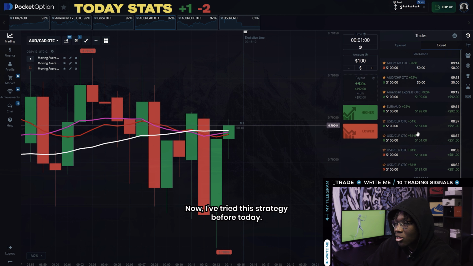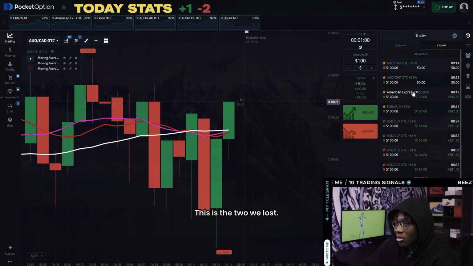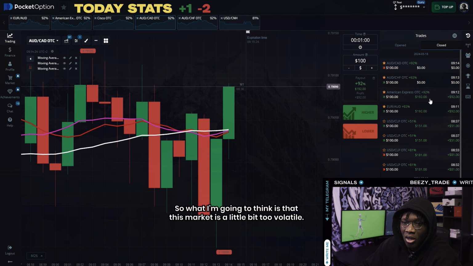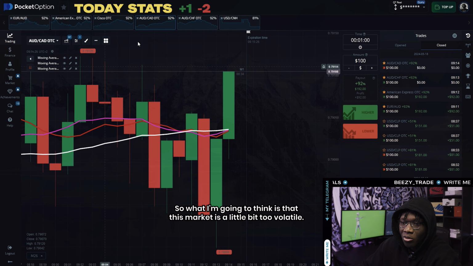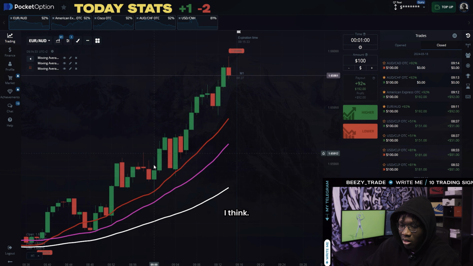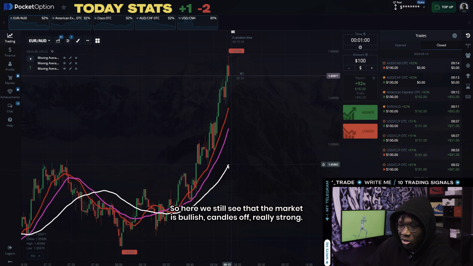Okay. So you can see what our trading looks like. Now I've tried this strategy before. Today you can see some of the results here. These are the two we entered today, and this is the two that we lost. So we entered 2 on here, and we entered 2 on here. So what I'm thinking is that this market is a little bit too volatile, so I'm just going to remove that. And I'm going to stick with Euro AUD, I think. So right here, we still see that the market is bullish.